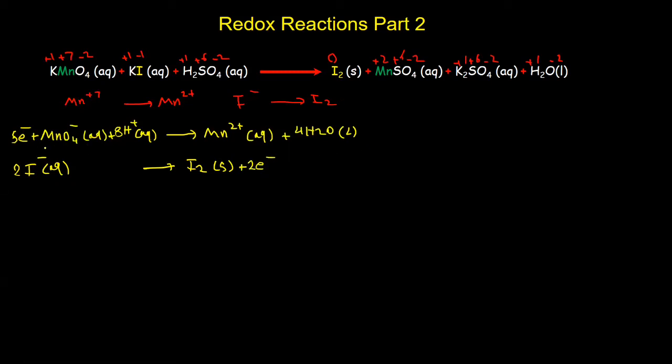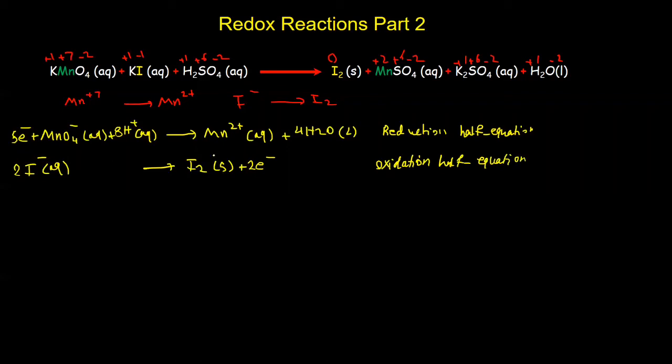This one, because it gains electrons, is reduction. And because it's a half equation, we name it reduction half equation. And this one, as it's losing electrons, is oxidation, so we name it oxidation half equation.